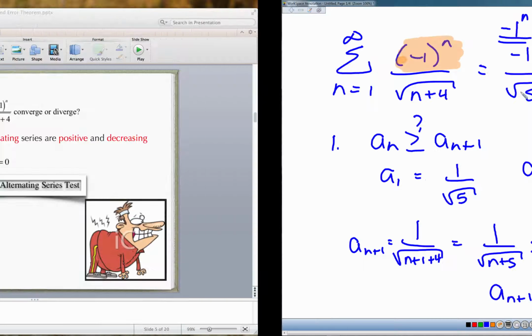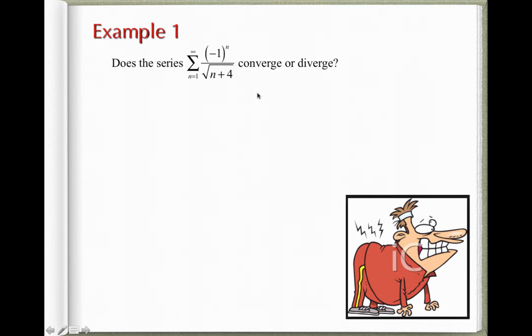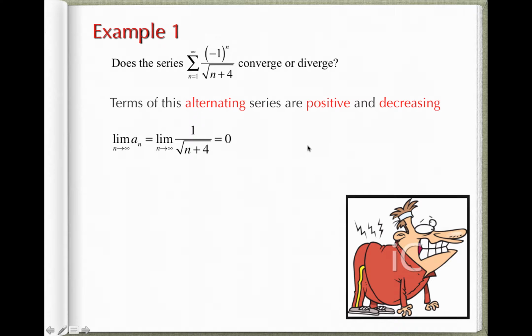Okay, so we've identified that the terms are positive, they're decreasing, and now let's take a look at the nth term. What happens if we allow the limit as n approaches infinity of simply 1 over the square root of n plus 4? And it turns out that that ends up becoming 0.